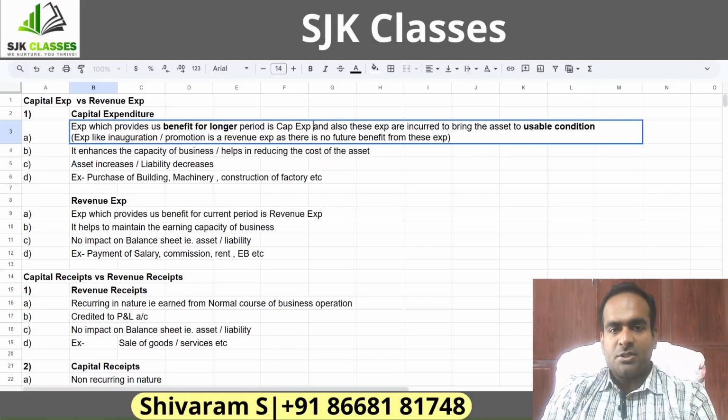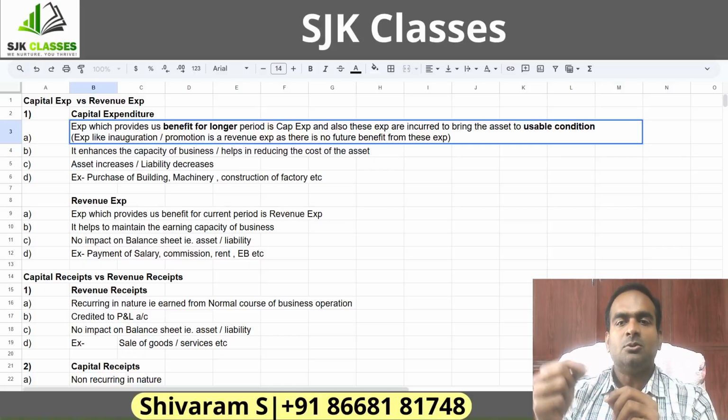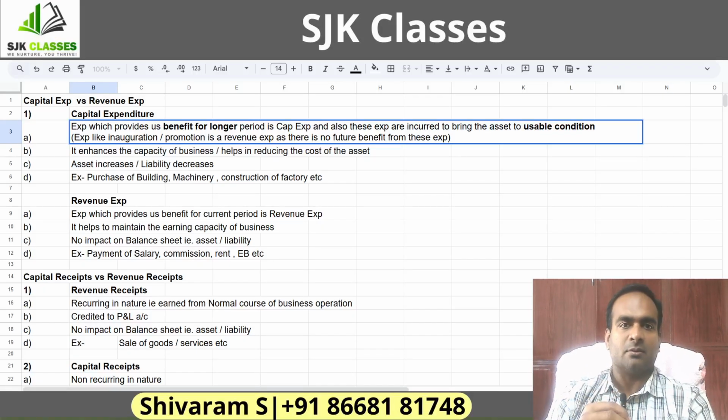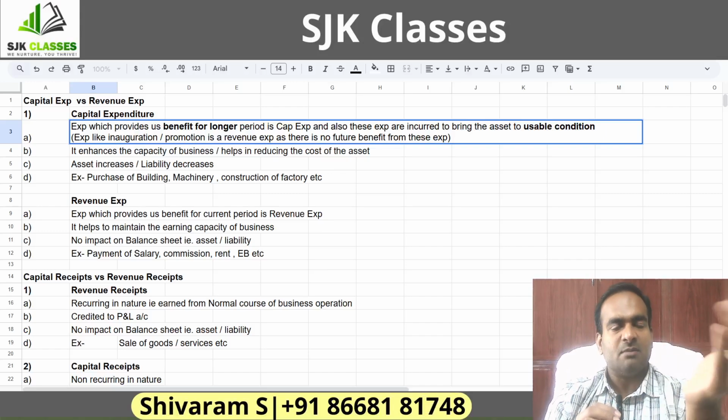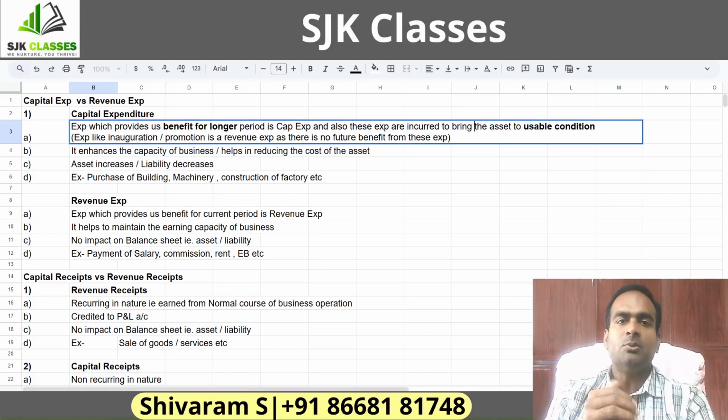And the second condition is it will help us to bring the asset to usable condition. I repeat, these expenditures will help us to bring the asset to usable condition. For example, installation of machinery. First, I purchased a machinery. Now I have to install it. Without installation, I won't be able to use the asset.